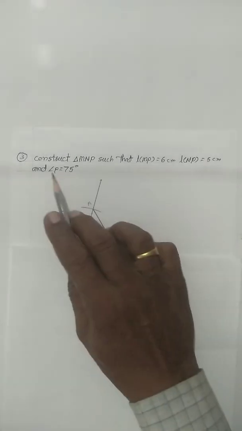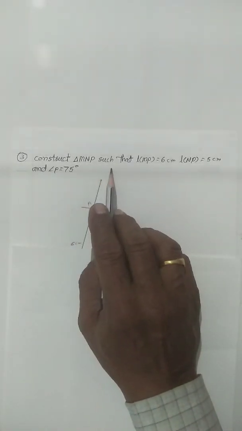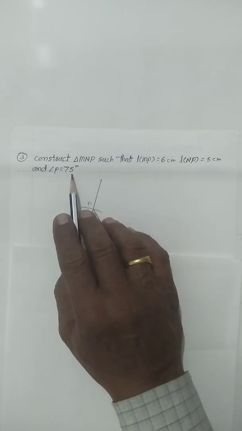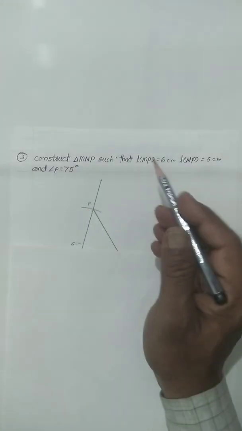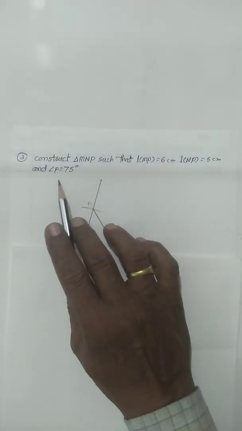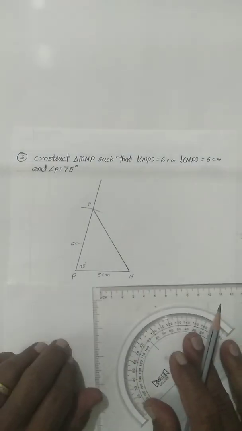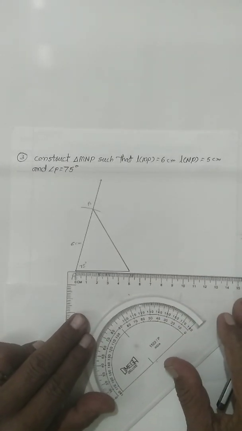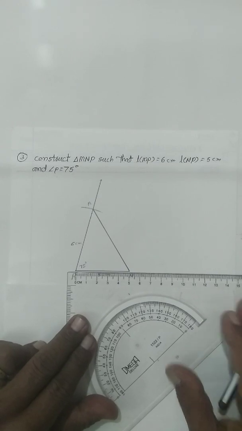Then again see the construction of triangle. Construct triangle MNP such that MP 6 cm, NP 5 cm and angle P equal to 75 degree. Now in this construction two sides and the included angle are given. So for that construction draw one side, that is PN. PN equal to 5 centimeter.